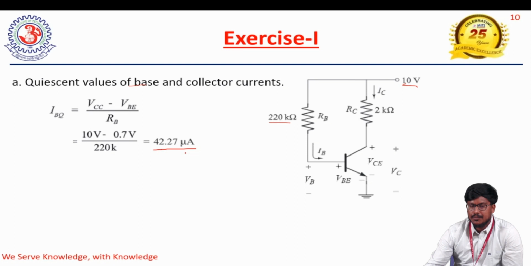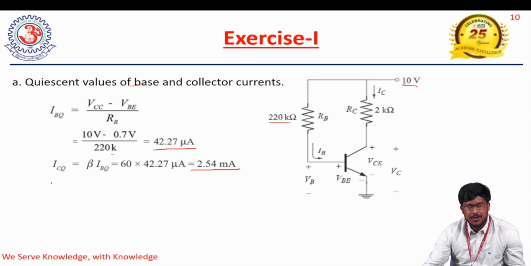Once you obtain the base current, the relation for the collector current is beta times IBQ, where IBQ represents the base current at the quiescent point, that is the operating point. Beta is 60, multiplied by the base current value of 42.27 microamps. We get the collector current as 2.54 milliamps. In many cases the collector current will be in terms of milliamps and the base current in terms of microamps. So this is the first parameter we need to find, the base current and the collector current.